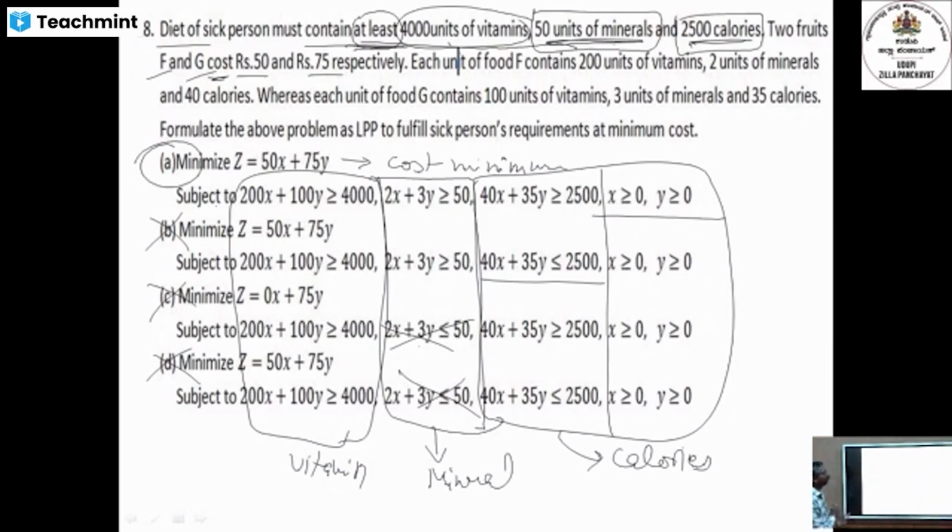See, we haven't looked at the remaining details of this problem. But in the question in your paper, 2 units of minerals is missing, children, please correct it. So this 2x + 3y condition is coming because of this 2 units of mineral and here 3 units of mineral. So 2 units of mineral to x, 3 units of mineral to y. So take f as x, g as y. Then 2x + 3y greater than equal to 50. Similarly, 200 units of vitamins in food f, 100 units: so 200x + 100y should be greater than equal to 4000.